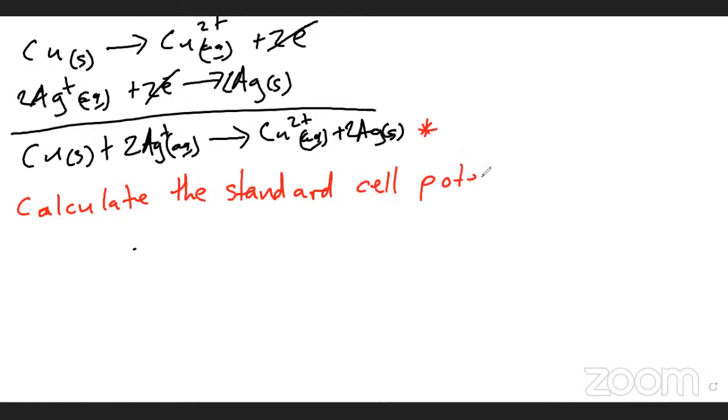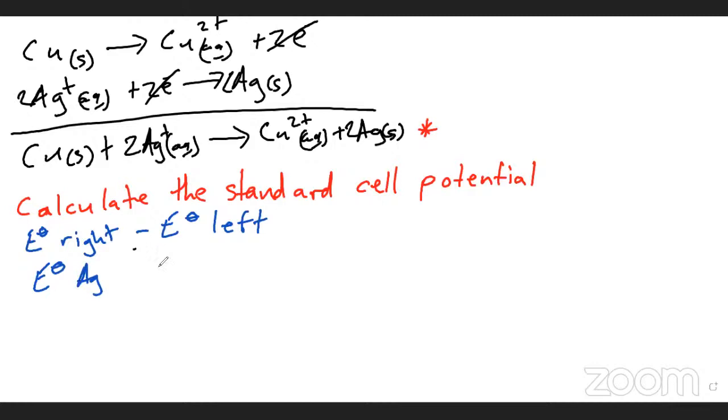All right, to calculate the standard cell potential, just say E naught of the right minus E naught of the left. Since silver is on the right, it is the E naught of silver minus the E naught for copper. So it could be the E naught of the cathode minus E naught of the anode. So if you want to say E naught of the cathode minus E naught of the anode, sure.